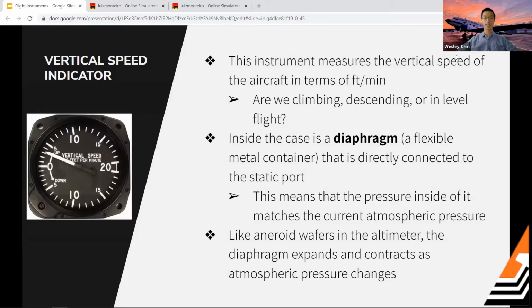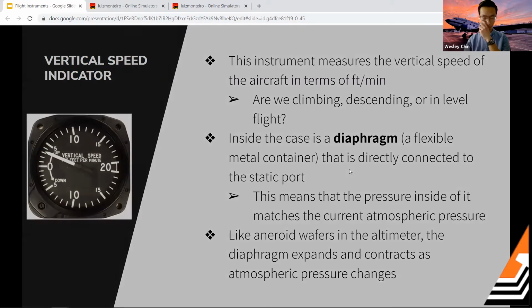Inside our instrument case, we've got something called a diaphragm, which is a flexible metal container. This unit is directly connected to the static port. And since our static port is measuring just your outside static atmospheric pressure, that means that the pressure inside the diaphragm will match the atmospheric pressure outside. So very similar to the aneroid wafers in the altimeter, the diaphragm here will expand and contract as atmospheric pressure changes, basically as we climb and descend.